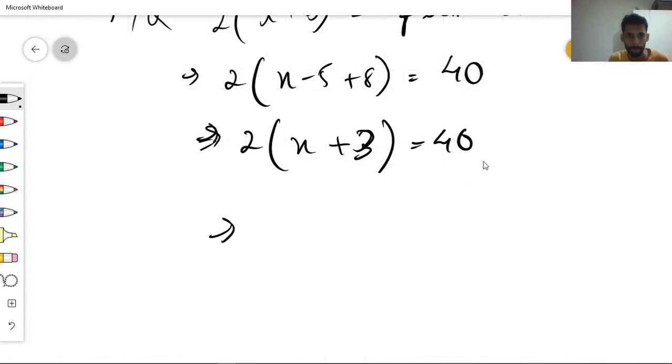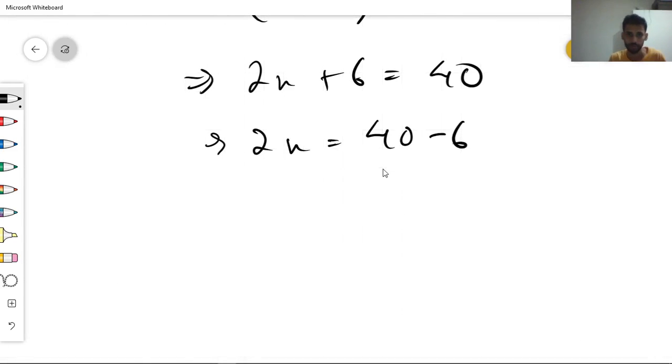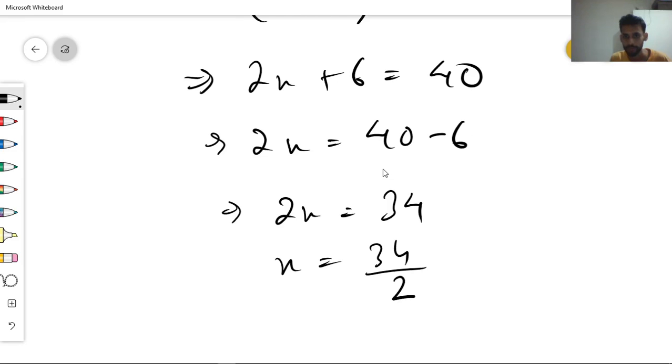So here twice x plus 6 is equal to 40. So twice x is equal to 40 minus 6. So twice x is equal to 34. X is equal to 34 divided by 2, that is 17. Okay, so we got this. Let me check it again.